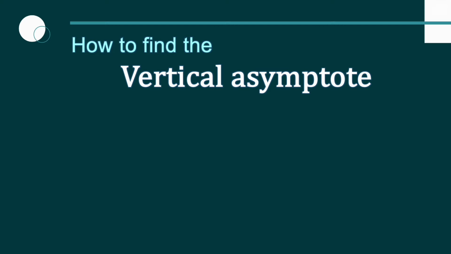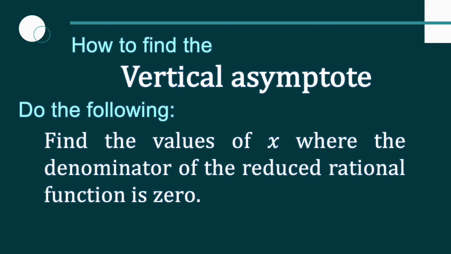In graphing a rational function, we also need to consider the asymptotes. First, we have the vertical asymptotes. In finding the vertical asymptotes, we have to find the values of x where the denominator of the reduced rational function is 0.